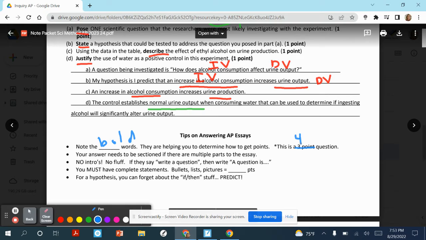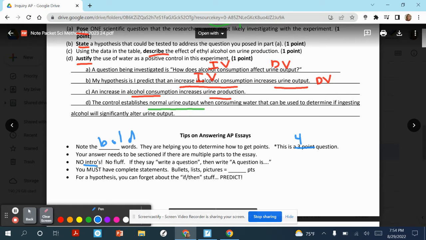Notice that I've sectioned out my answers, A, B, C, and D, just like the question. We don't want intro statements. We don't want conclusion statements. We want you to get to the point. So if it says, write a question, then your answer is going to be a question is, and we want it short, but we want it to the point. You have a limited time to answer essay questions, so we need to make sure that you're being very efficient whenever you're writing your answers to your essays.